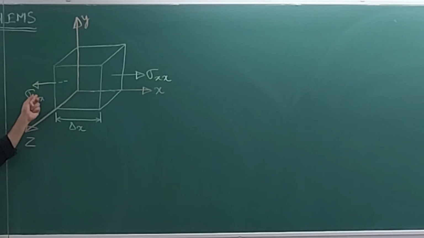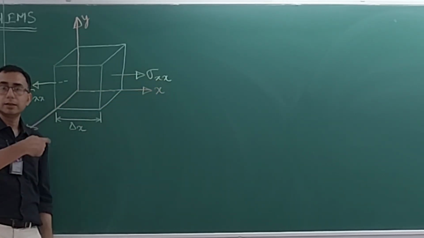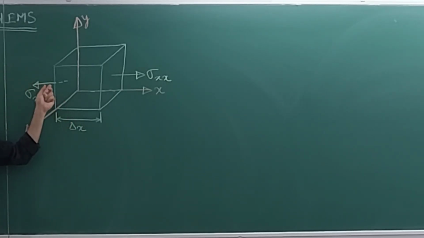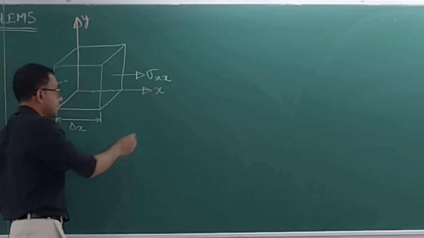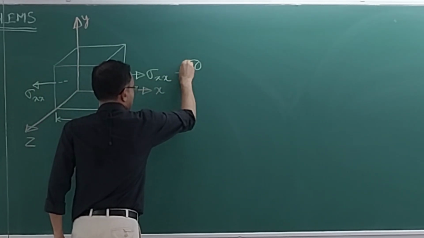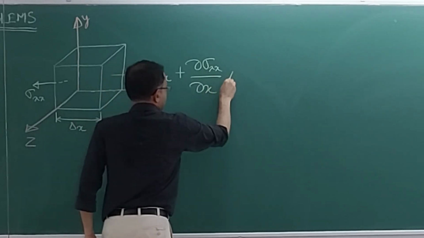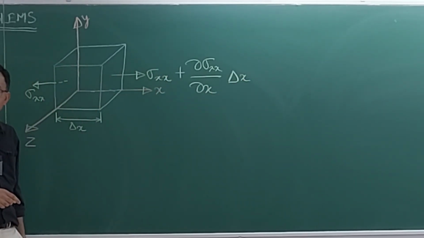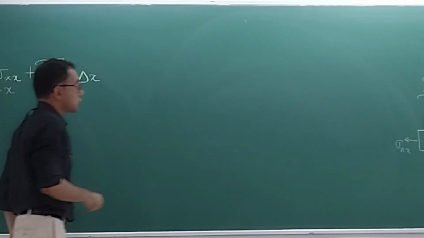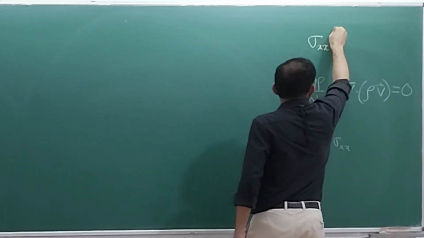So this sigma xx is at a certain point. This sigma xx is at a point which is at a distance delta x from this location. So what we'll do is we'll say that this stress component is actually like this. Yes, exactly, Taylor series.